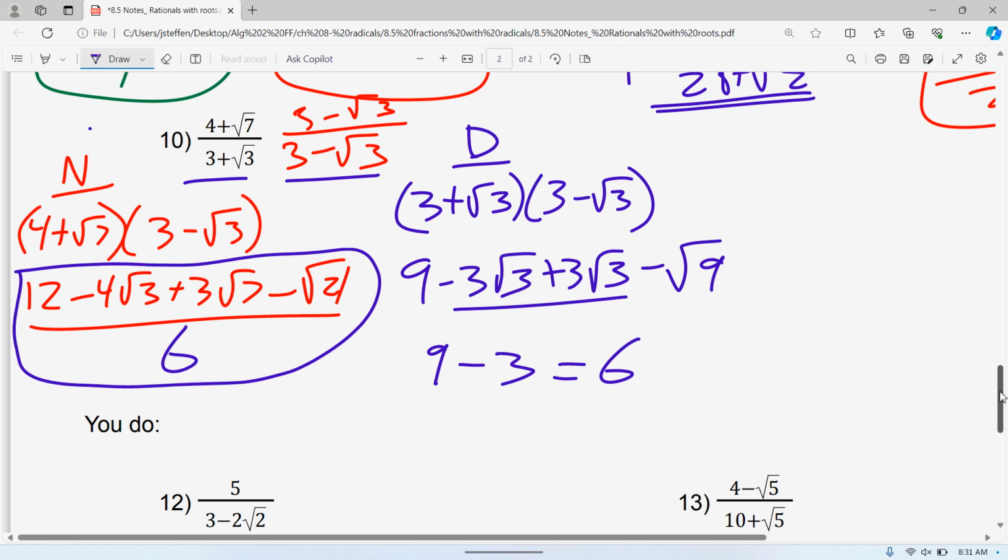Okay, you have about 15 minutes left. Go ahead, you can skip 12 and 13. Get out your computer and do the exit ticket, 8.5.